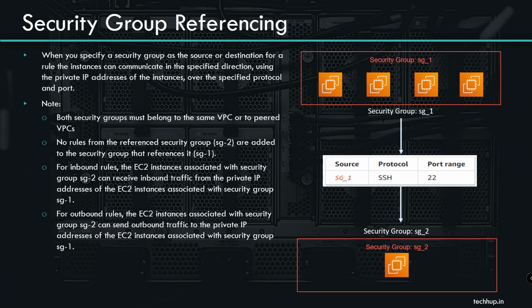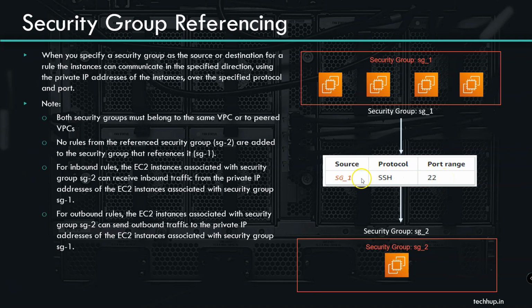What this means is that suppose we have 5 EC2 instances which are associated with a security group 1. Now I have an EC2 instance which is associated with security group 2. And what I am doing here is that for security group 2, I am defining the source as security group 1, and in the protocol I'm saying I'm allowing SSH over port range 22.